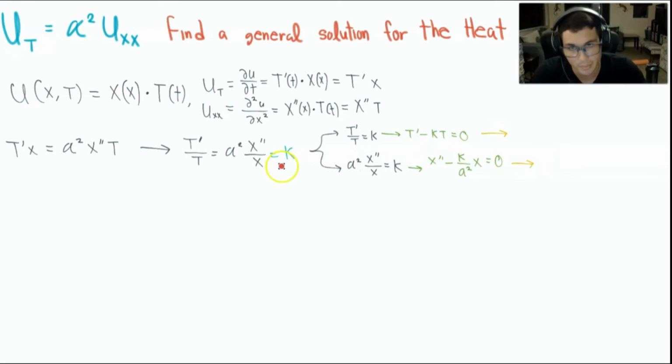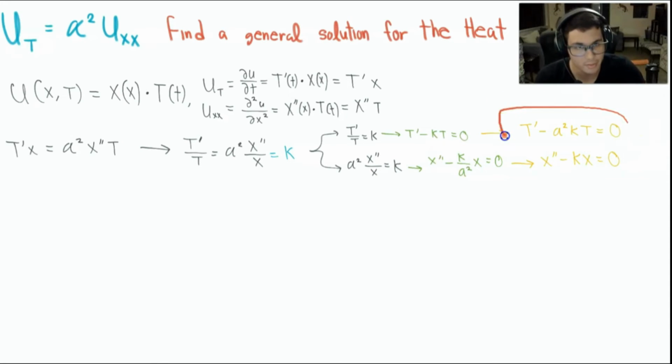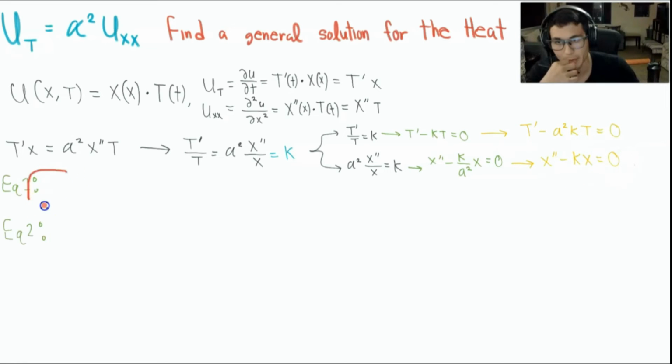So this is allowed because right here all I had to do is change it. I could write this as T prime minus alpha squared k T is equal to 0, and X double prime minus kX is equal to 0. Now this is a linear first order differential equation, I know how to solve this. And this is a second order linear differential equation, I know how to solve this. I'm going to be transparent.